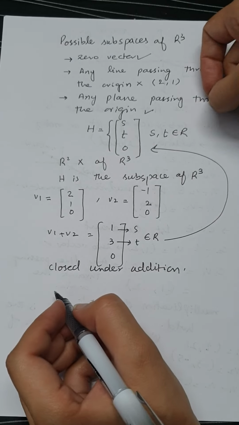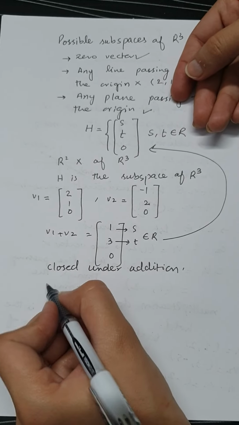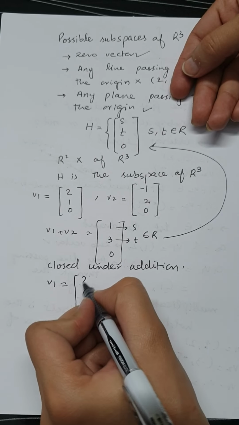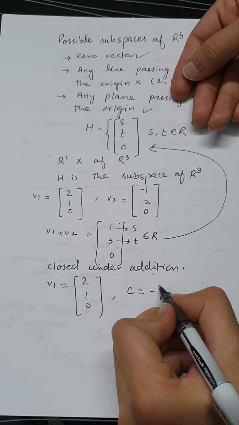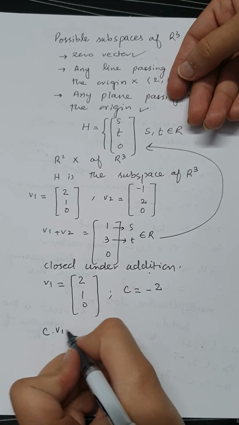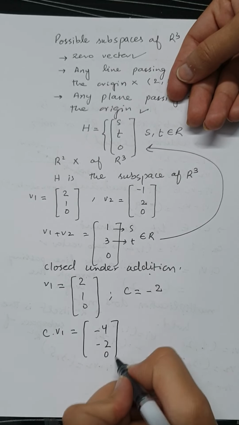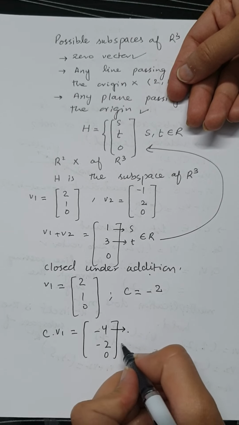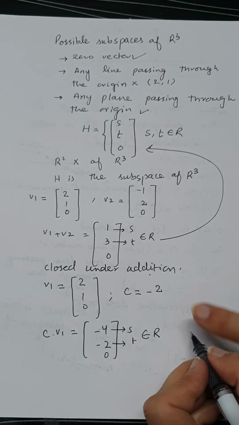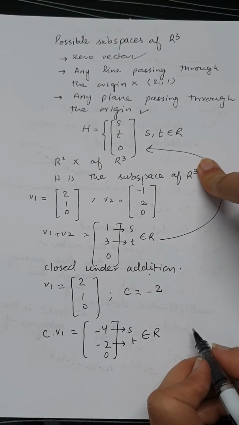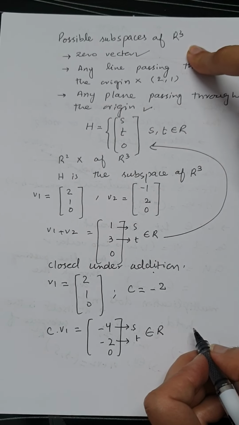Now let's see whether it is closed under multiplication or not. For this, I choose v1 same as before, and the constant c equal to -2. Then c times v1 is equal to (-4, -2, 0). Again, this is a vector with two free components s and t that belong to real numbers. So this is closed under multiplication as well. Hence H is a subspace of R3.